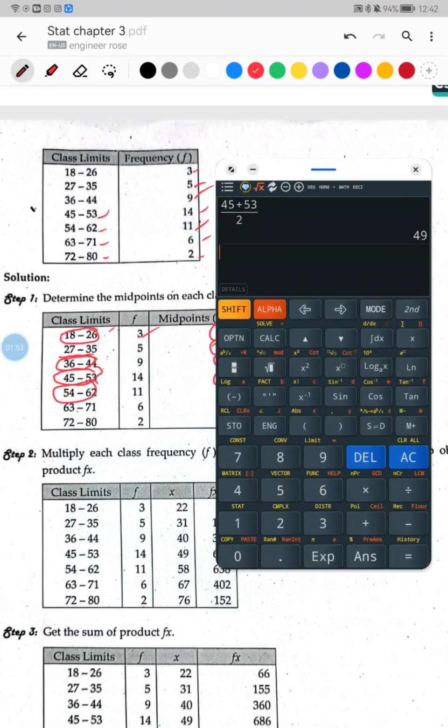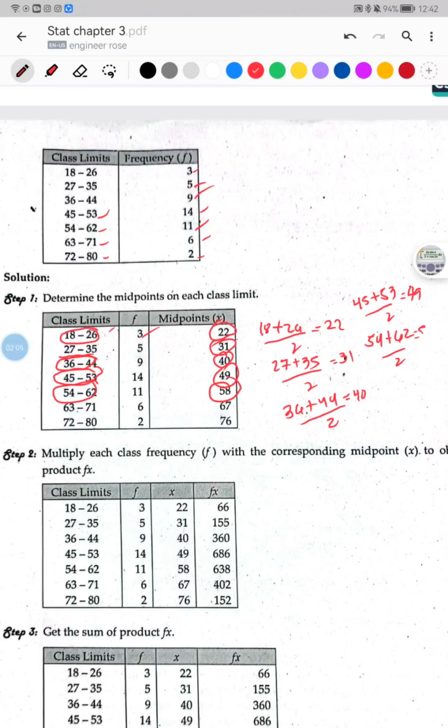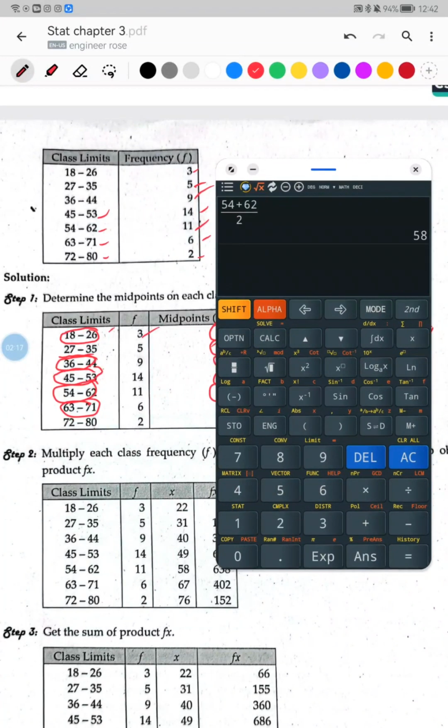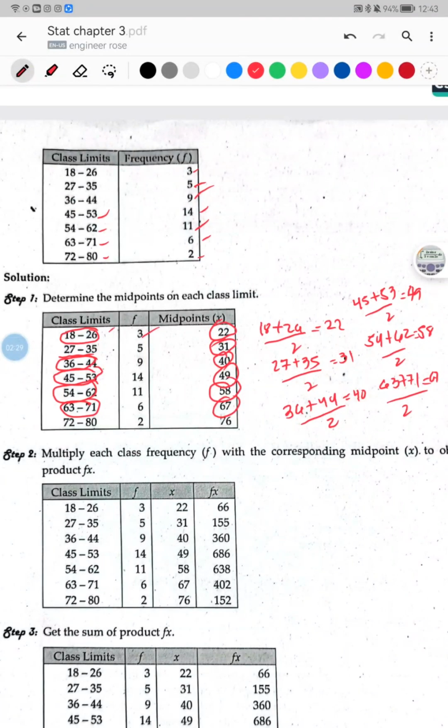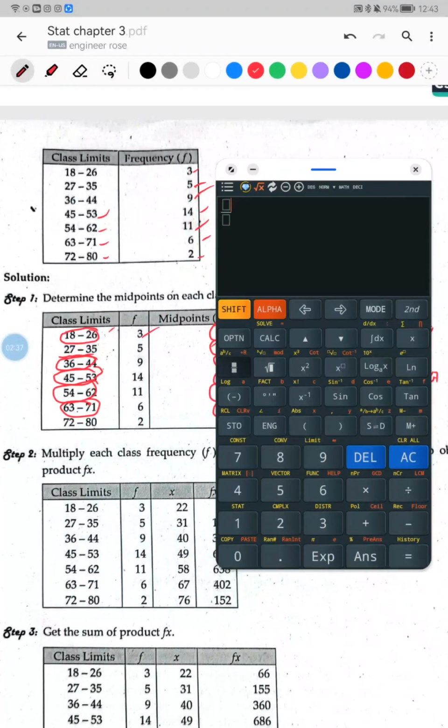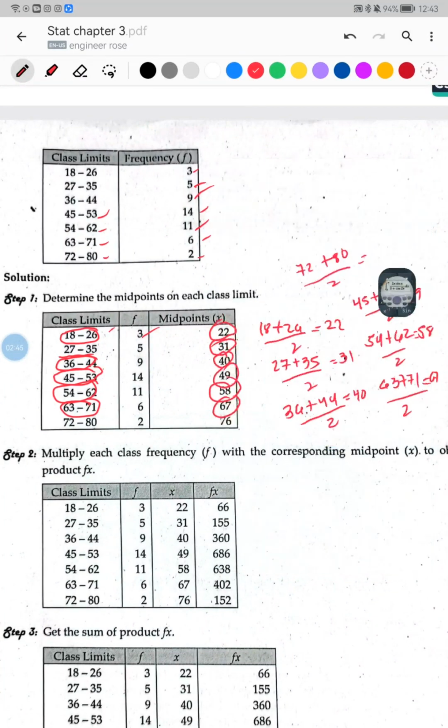Then the next is 54 plus 62 over 2. Let's check again. That is 58, correct. Then 63 plus 71 divided by 2 is 67. And last is 72 plus 80 divided by 2, that's 76. That is the way of getting the midpoint.